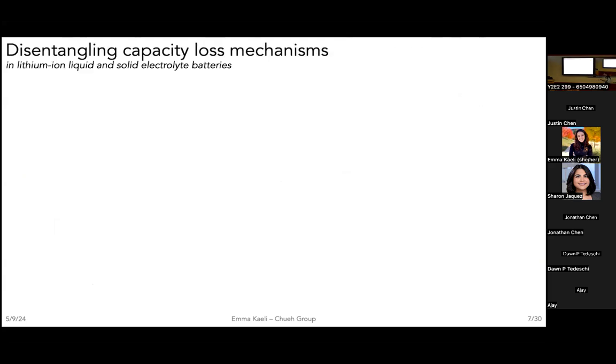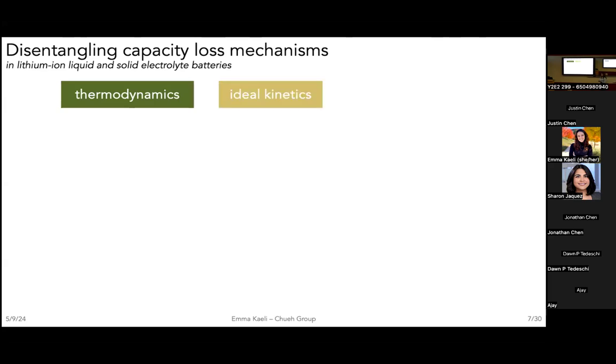And so this brings me to the outline of my talk, where I'm going to be going through the process that we very often do when we're learning material science. So we start with thermodynamics, what's happening at equilibrium. Then we modify that understanding with kinetics. So what are the ideal kinetics of the system? And then ideally we'll go one step further and try to understand the real system kinetics as a result.